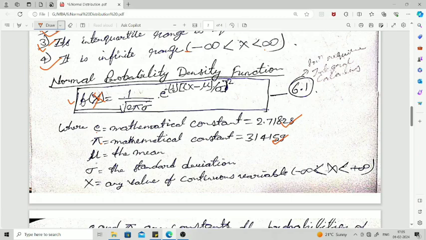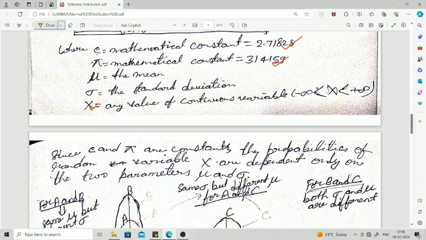Then this mu is the mean of the distribution, and here sigma is the standard deviation. About mean and standard deviation, you have already studied. If you have not, you can watch my remaining videos on mean and standard deviation, so you will get to know all of this in detail. And x is any value of the continuous variable from minus infinity to plus infinity. So x is the value of the continuous variable.